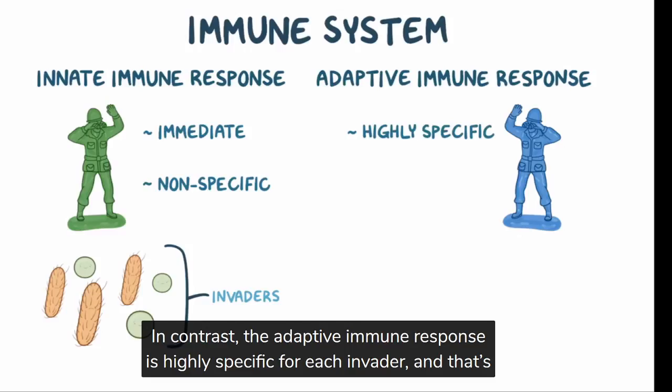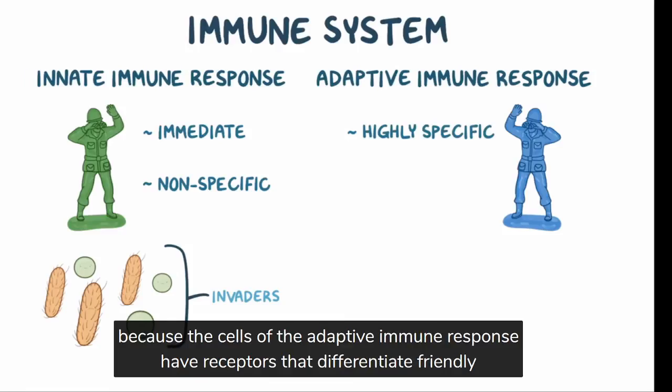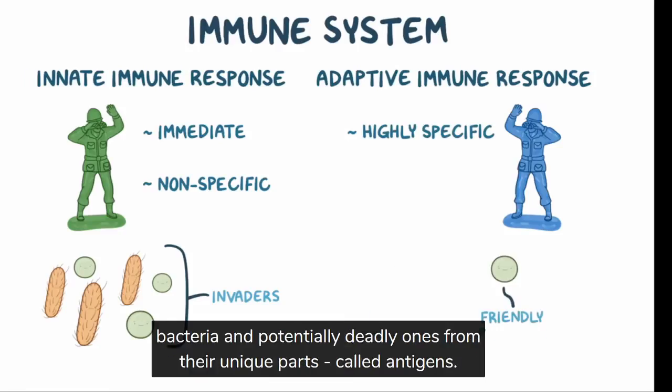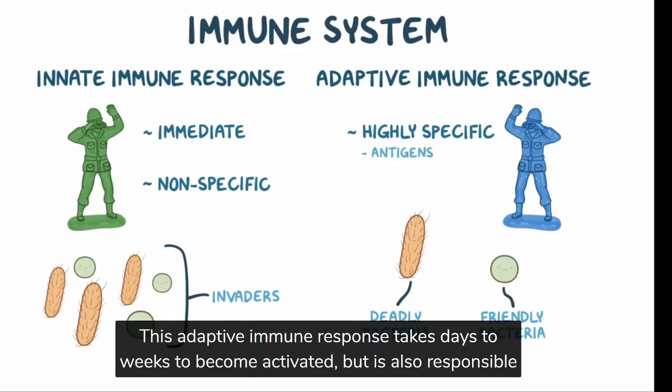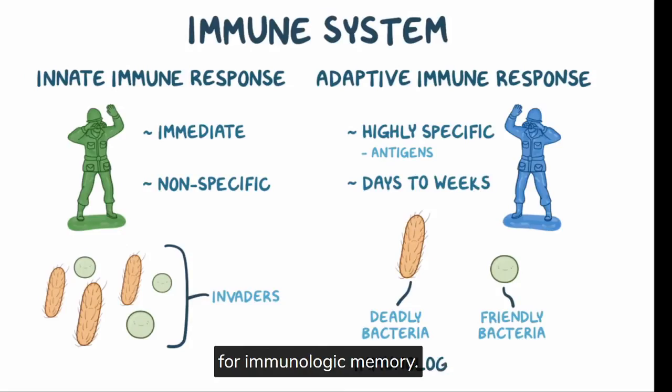The immune response is highly specific for each invader. That's because the cells of the adaptive immune response have receptors that differentiate friendly bacteria and potentially deadly ones from their unique parts, called antigens. This adaptive immune response takes days to weeks to become activated, but is also responsible for immunologic memory.